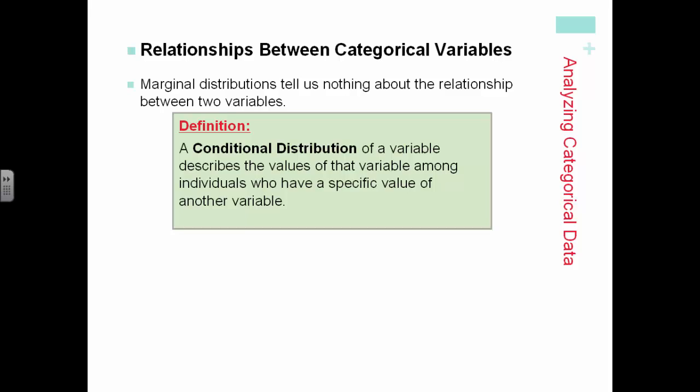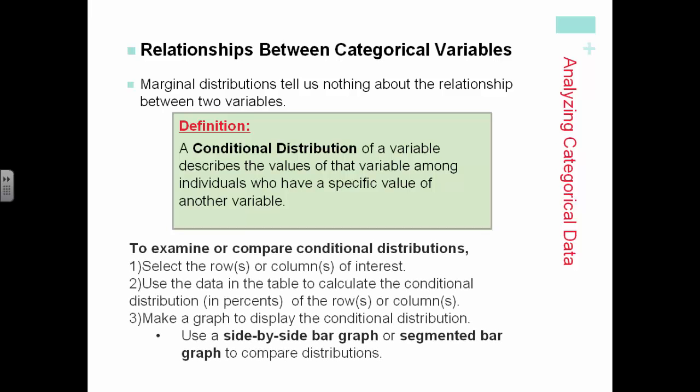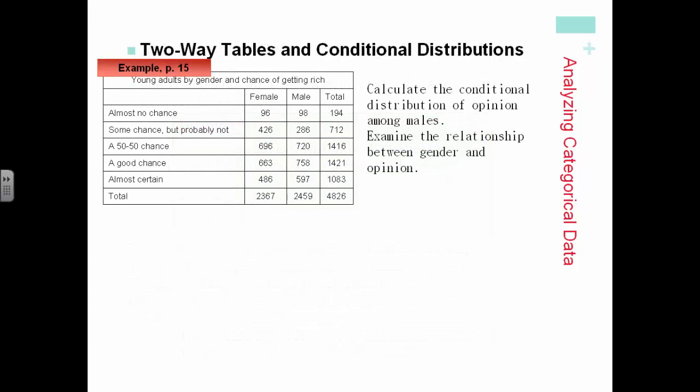A conditional distribution describes the values of that variable among individuals who have a specific value of another variable. To examine or compare conditional distributions, we select the row or column of interest and then use the data in the table to calculate the conditional distribution in percents of the row or column. We then make a graph to display the conditional distribution. We use what's called a side-by-side bar graph or a segmented bar graph to compare our distributions.